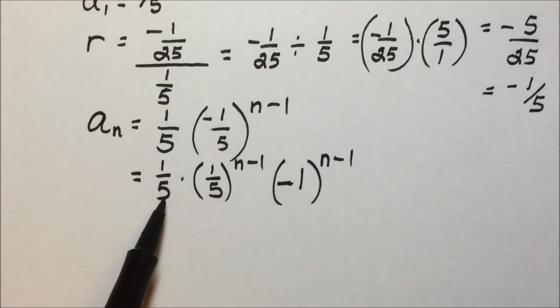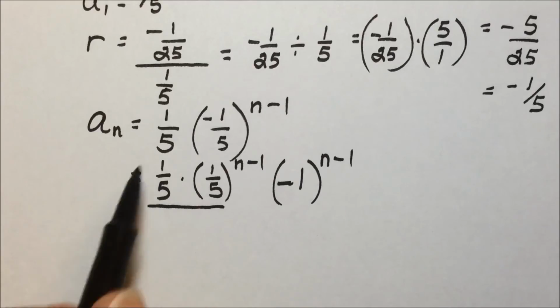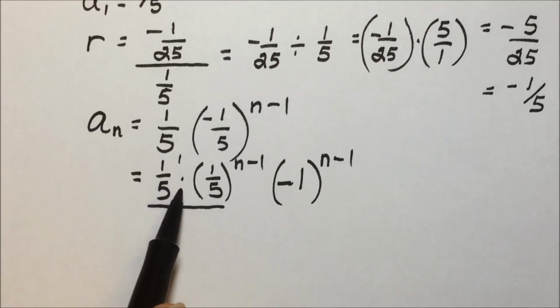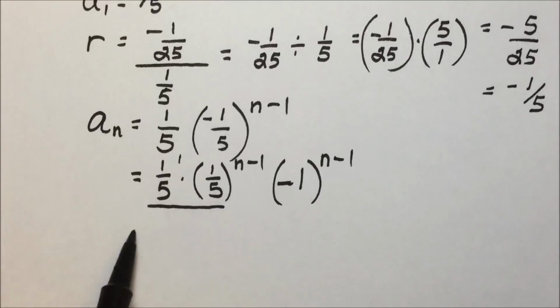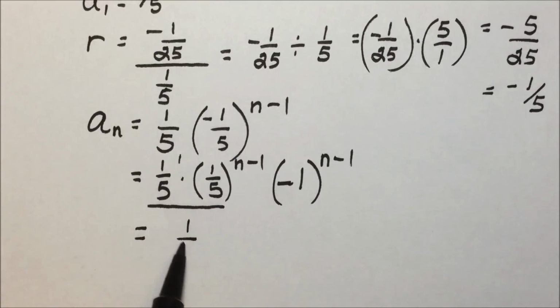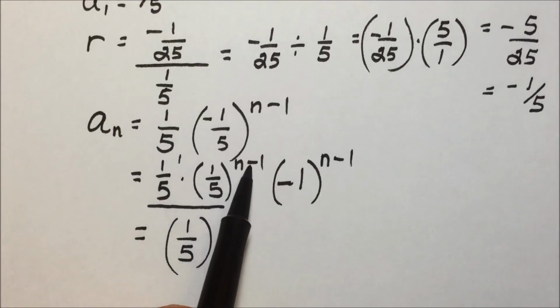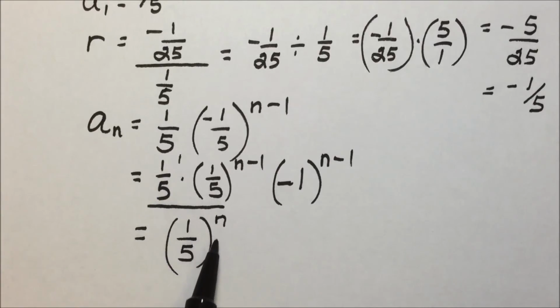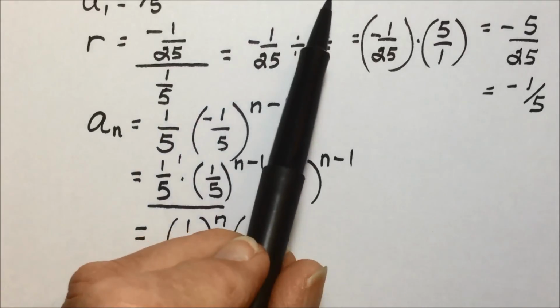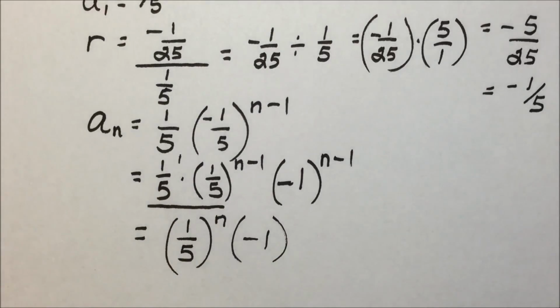And what this allows us to do, now we have our common bases. We have 1/5 to the first power times 1/5 to the n minus 1. Common bases, add the exponents, 1 plus n minus 1. The 1's cancel out, so we end up with 1/5 to the n power, and to accommodate that alternating negatives, because of the ratio being negative, we have to have negative 1 to the n minus 1. So our final answer for the nth term is the following.